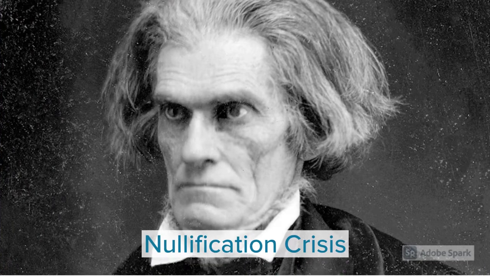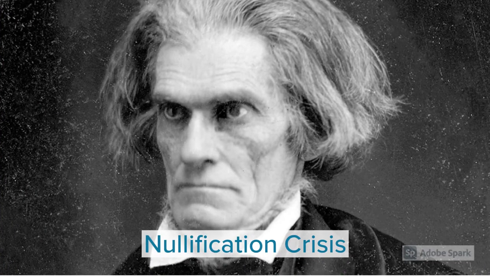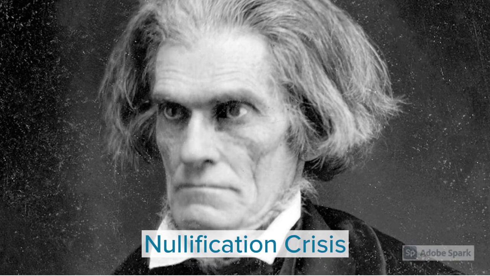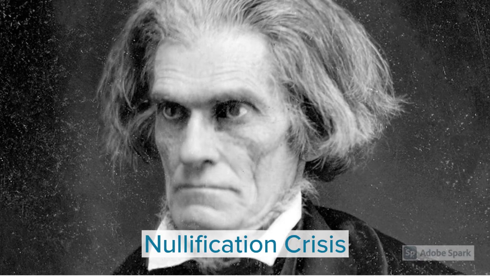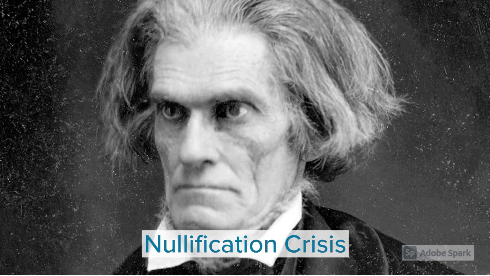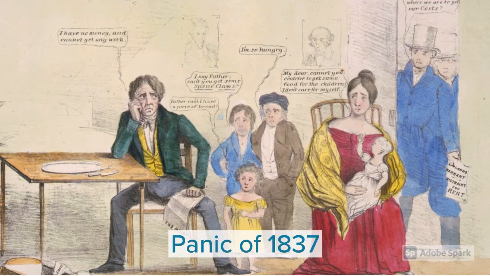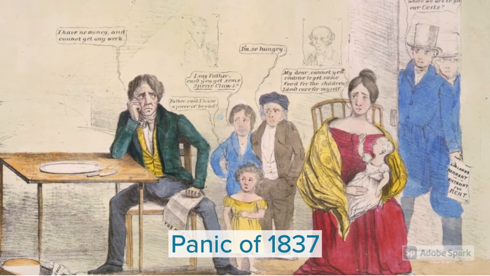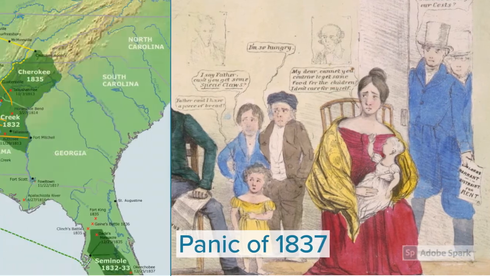Throughout Jackson's presidency, the relationship between the states and the federal government was tested through events like the nullification crisis, where South Carolina declared that a state could nullify any federal statute it considered unconstitutional, and the Panic of 1837, an economic crisis which hinged on the Bank of the United States' ability to regulate the activities of state banks.